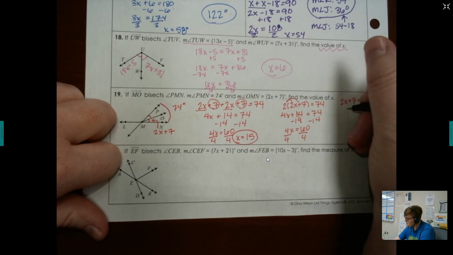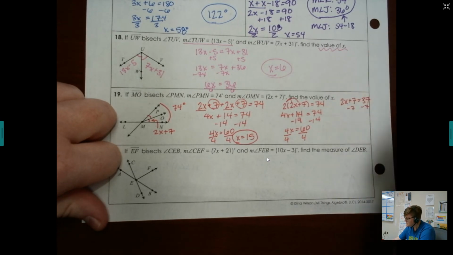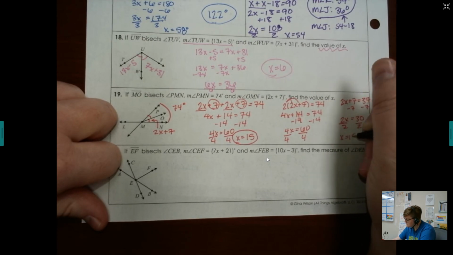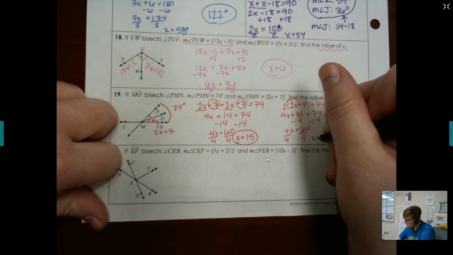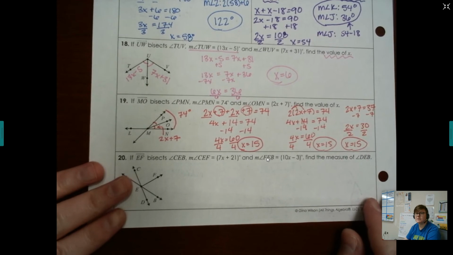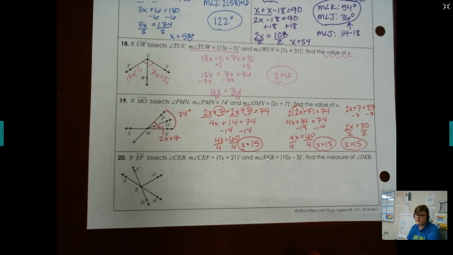And then this one, you would then subtract your 7. 2x equals 30. Divide by 2, x equals 15 on all of them. So we got 3 different equations we could have set up, but they all give the right answer. And as long as you're setting up something that makes sense and gets you the right answer, you're good.